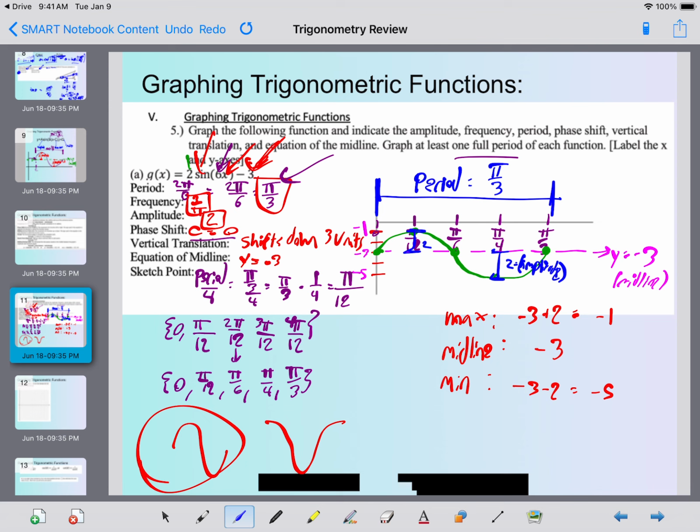Your midline is what splits that directly in the middle. The phase shift is where it starts. It started at 0 in this case. Or where it shifts to. It didn't shift.